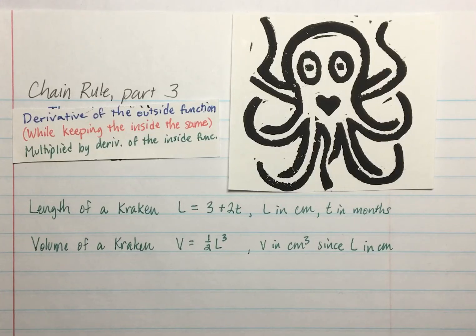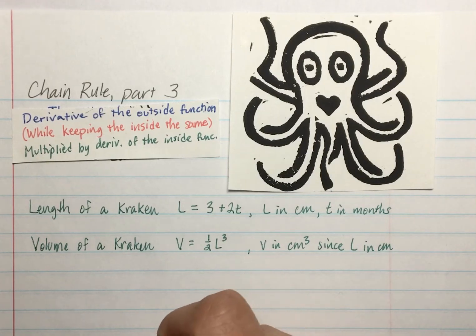Okay, so by now you're pretty well versed in this whole derivative of the outside while keeping the inside the same, multiplied by the derivative of the inside function. You've done that a lot. But there's this other bit of the chain rule that comes up, and it always sneaks up on me. And then I'm like, oh, look, it's that other thing.